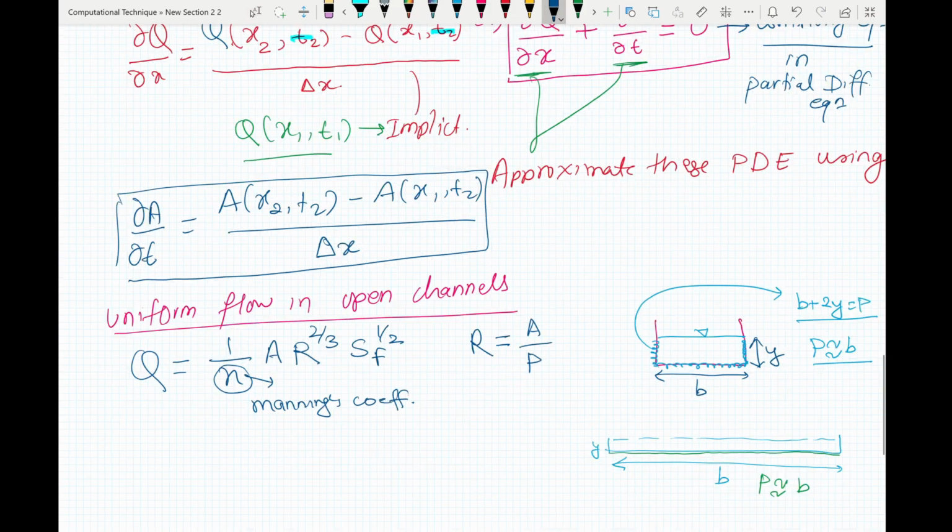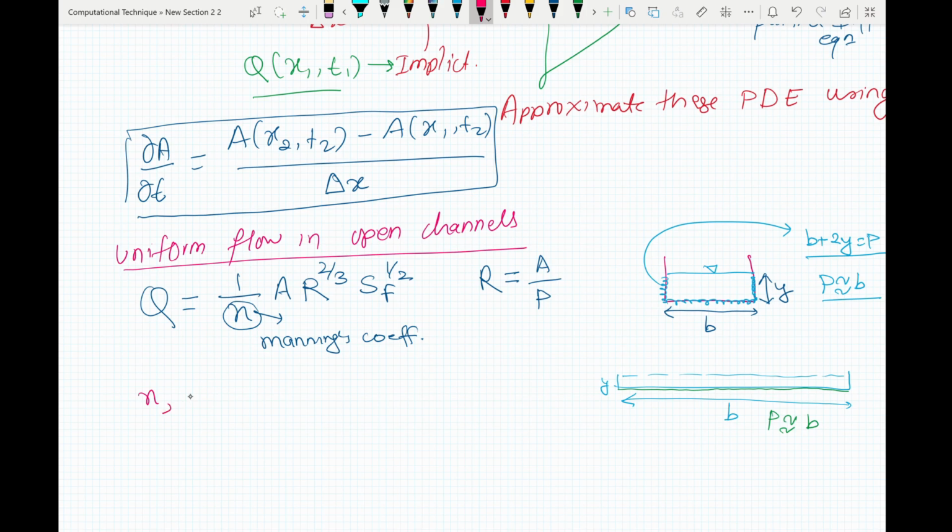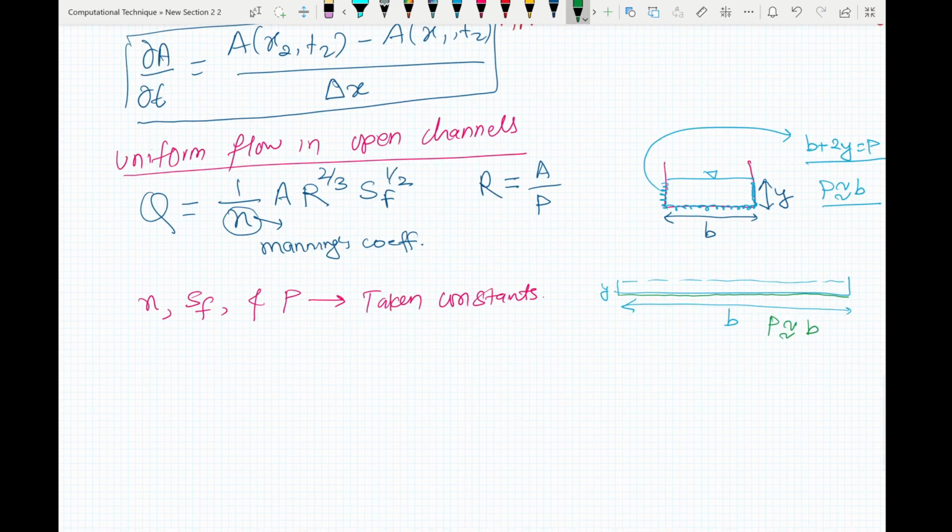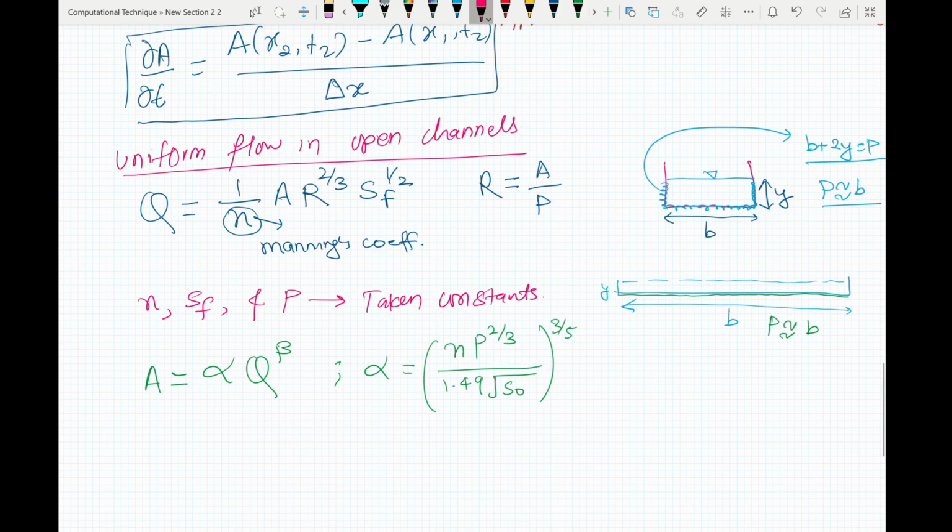For simplicity, what is done is your Manning's coefficient, your frictional slope, and your wetted perimeter are taken to be constants. Now, your area in this formulation is a function of flow, which is given by this formula, where alpha equals, but this is slope of the bed, and your beta will be equal to 3 by 5 equals 0.6. Now you have your alpha and you will have your beta.